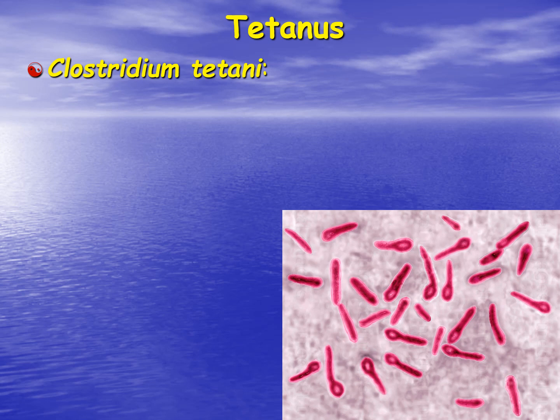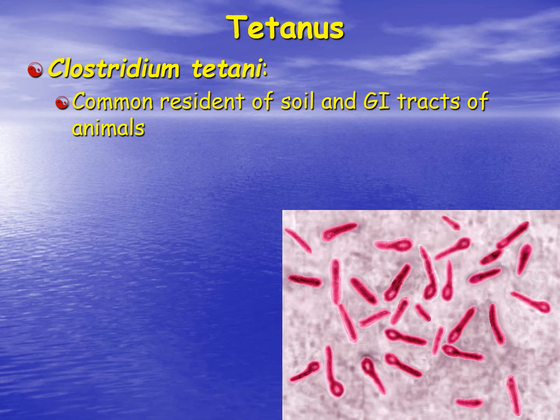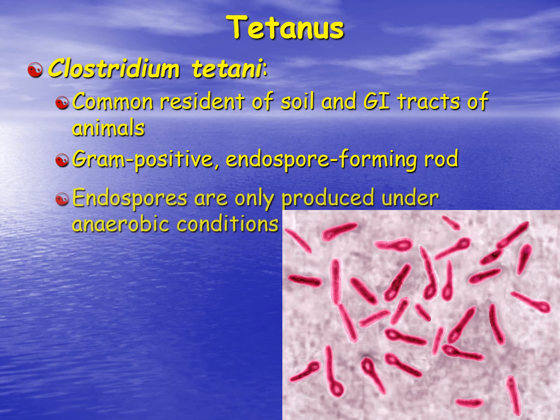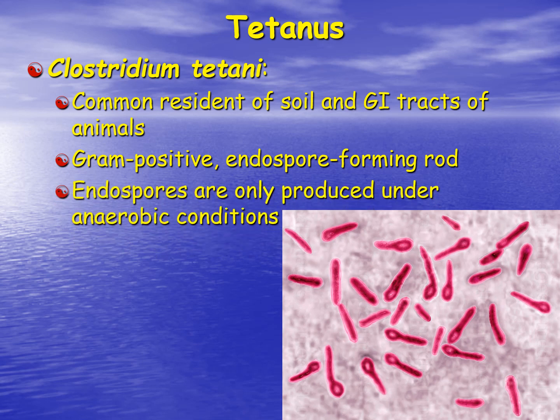Tetanus is caused by the bacterium Clostridium tetani, which is an anaerobic bacterium. It's a common resident of soil and GI tracts. In the soil, it exists as an endospore. It's a gram-positive endospore-forming rod. Endospores are only produced under anaerobic conditions.